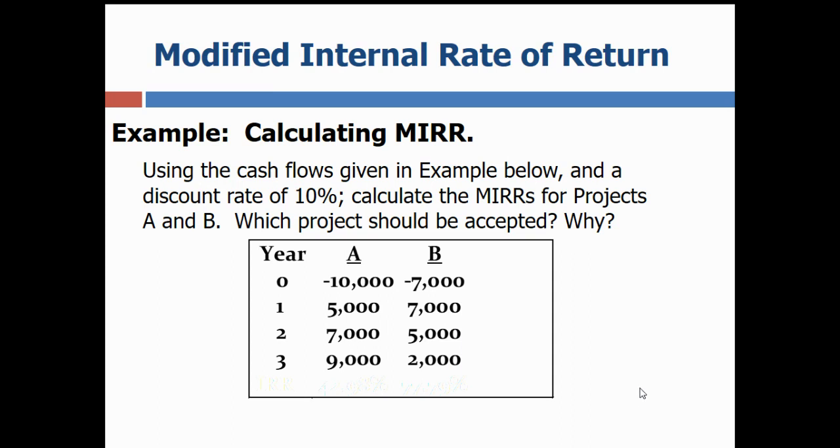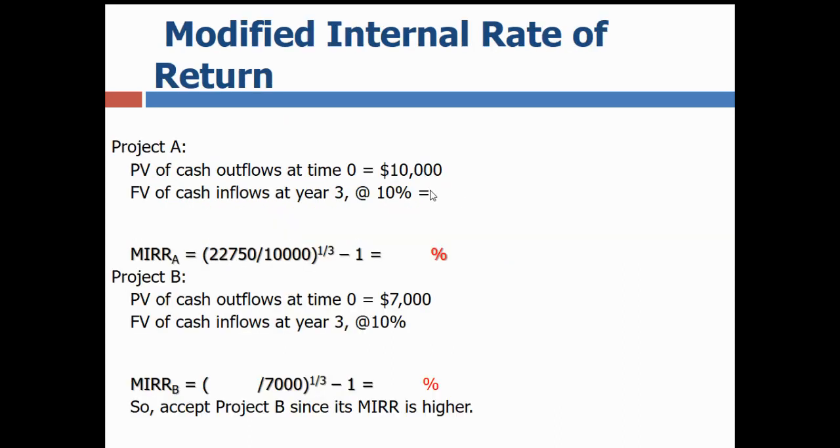So let's do an example here. Your discount rate is 10%. You are required to calculate MIRR for two projects, A and B. This is your initial investment, this is your income for A, and this is your income for B. So let's calculate. Your PV of cash flow at time 0 is 10,000, and you are required to calculate your future value of cash flows at year 3 at 10% return.